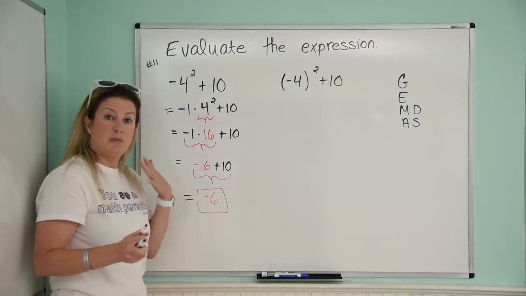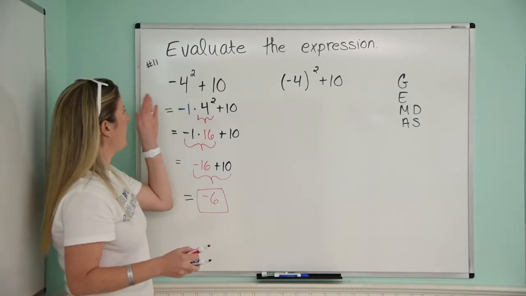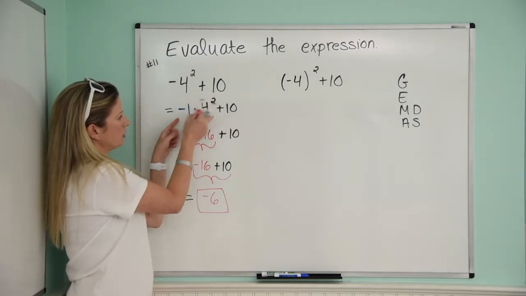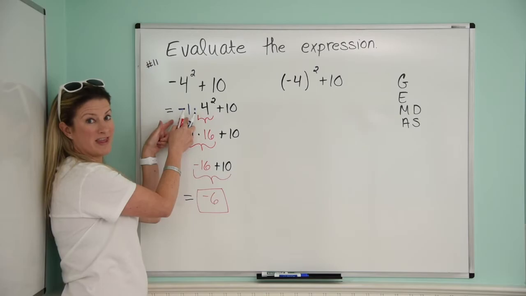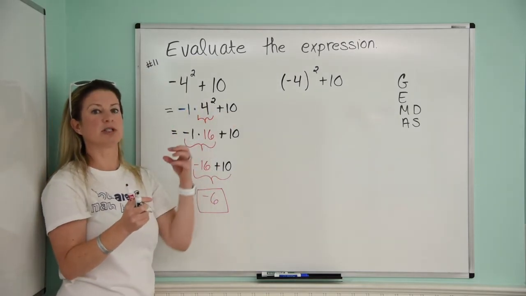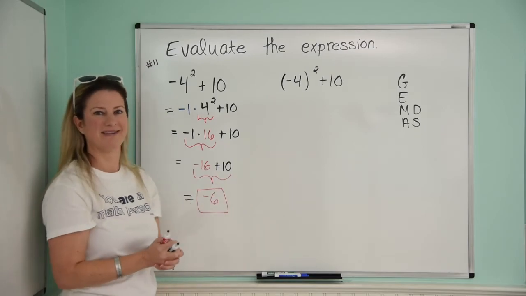Perfect. So the big thing I need you to get out of this is the fact that when it's not in parentheses, it means you do the exponent first because it's like having a negative 1 in front. Okay, the negative just means the opposite. It's like saying multiply whatever you get by negative 1.